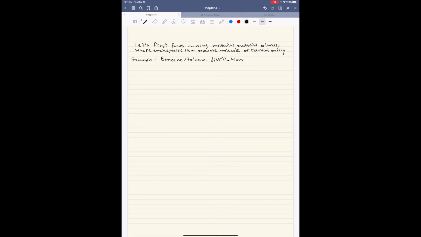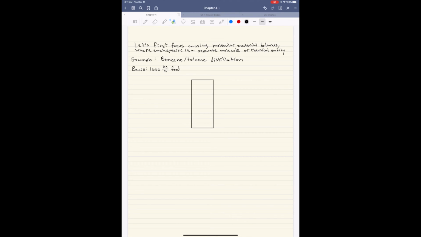Okay, for this problem, the first thing I want to say is that our basis for the problem is we're going to have a feed stream going in that has a flow rate of 1,000 kilograms per hour. So I'm just going to put that first. Now I'm going to draw the process flow diagram for this distillation.